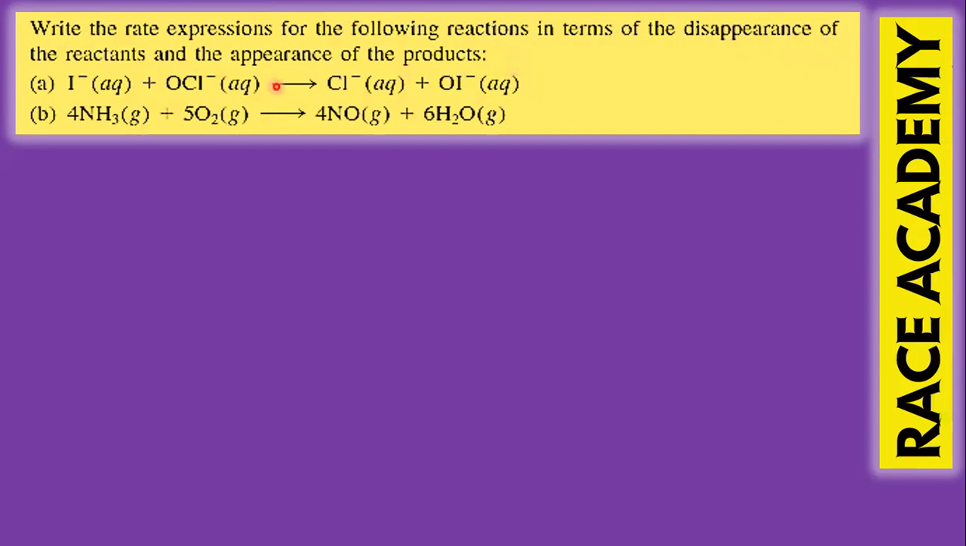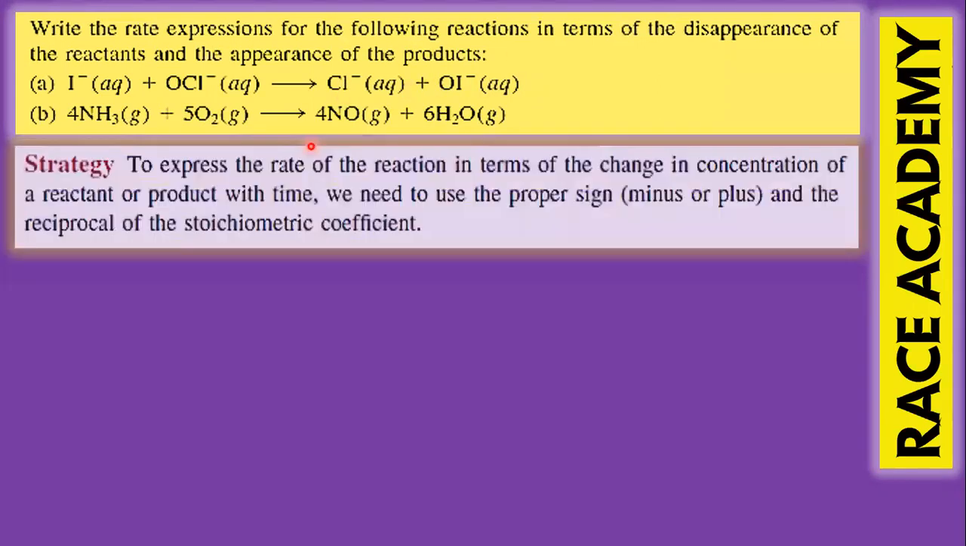See the first question. In seeing the first question, you will come to know that all the coefficients are 1 only. So it is easy to write the rate with respect to reactants and products. Before the reactants rate expression, we will put minus. For the products, it is plus. So the strategy is important: to know the stoichiometric coefficients.